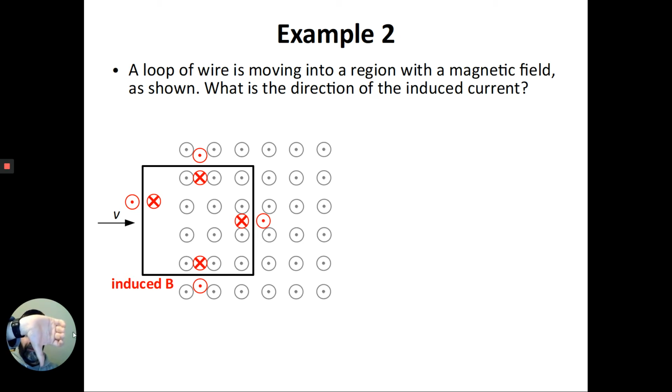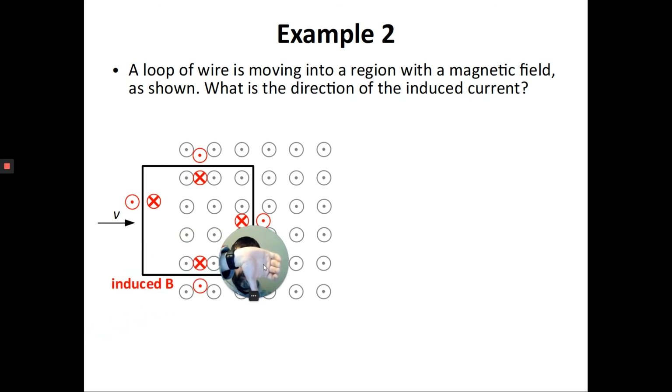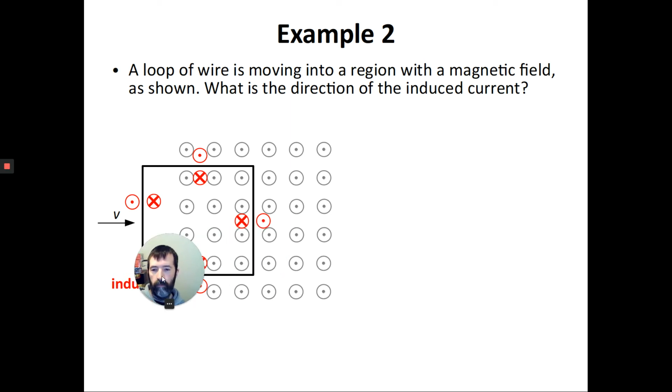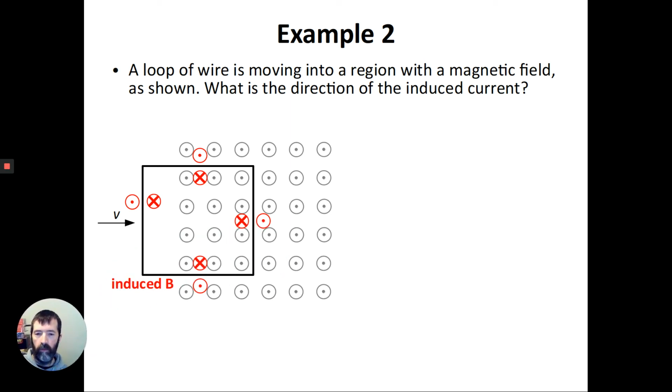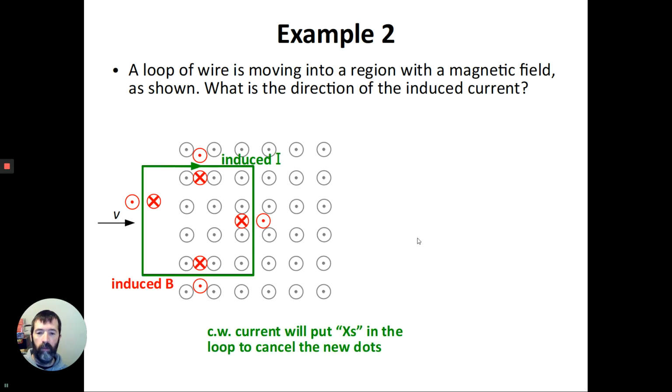Wait a second. I can move my bubble. So my fingers are coming out of the screen on the right. That's the dot. And my fingers will be going into the screen on the left. That's the interior of the loop. And that's the X. So I need the current on this edge to be going down. That means it's a clockwise current this time.